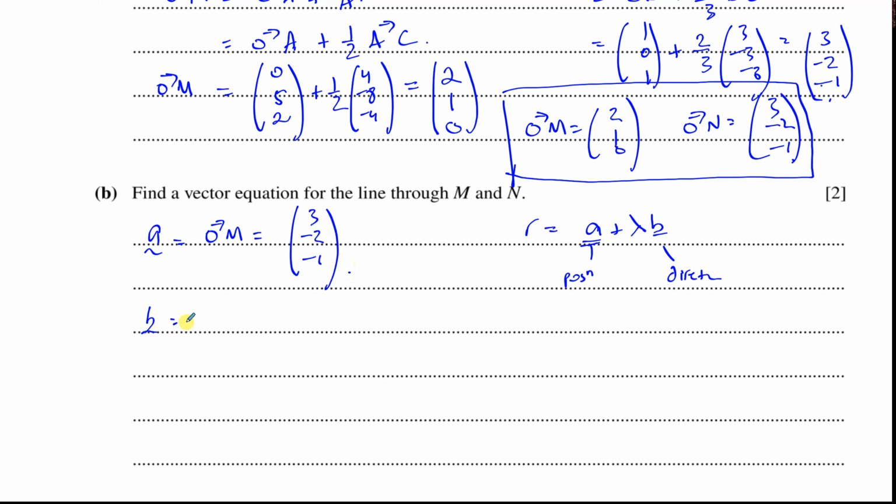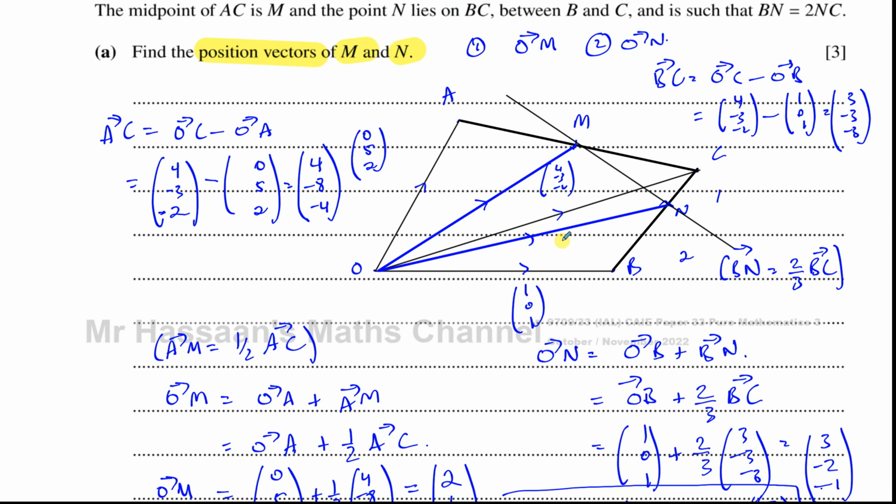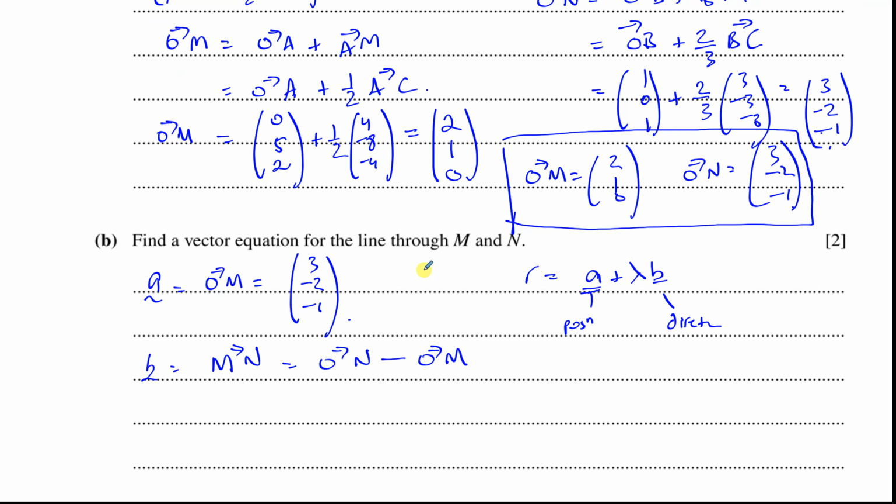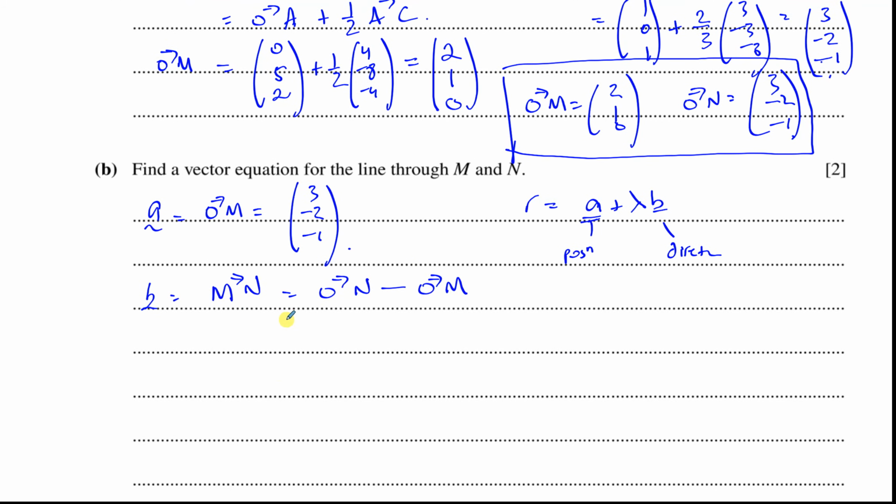And my vector b here would be the direction of the line, which could be M to N or N to M, either way. If I find MN, it's the same thing as saying ON minus OM, as we learned before. If I want to go from M to N, I've got to go M to O, which is minus OM, plus ON. So it's the same as ON minus OM.